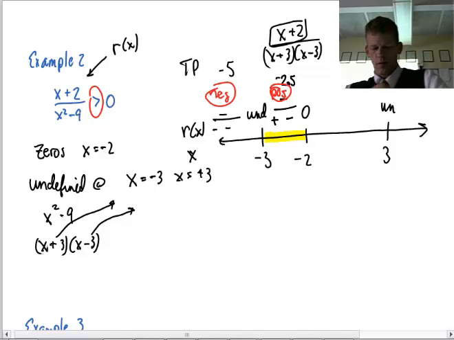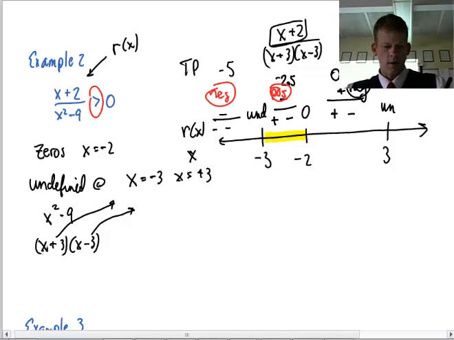The next interval I'm going to check, I'll put in 0. And when I put 0 in, I get, for the top, positive, and the bottom will be positive, and then I'll have negative. So this will result in a negative interval, so that's not going to be an answer.